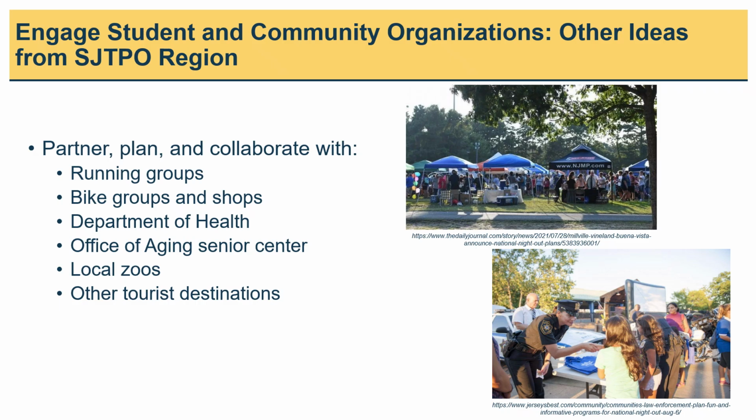Capitalizing on community engagement is a great way to build trust and communicate the importance of traffic safety. Take advantage of different organizations and groups within your own community to spread awareness, such as running or bike groups and bike shops. Partner with organizations that work with seniors to host or attend events, such as the Department of Health and the Office of Aging Senior Center. Collaborate with local tourist destinations like zoos or museums to educate seasonal visitors.